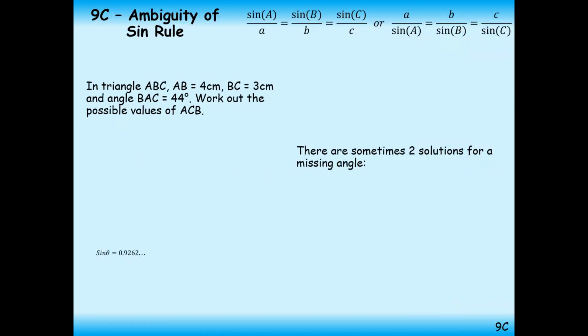So here we've got the same setup. This angle opposite of 3 is 44 degrees. Let's just ignore that, that's a mistake. We've been told to work out the possible value of ACB. My drawing was bad, C is down here. So is this the only way of drawing this triangle? Well, no, this is not the only way.